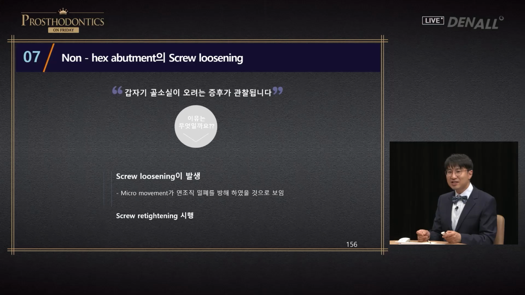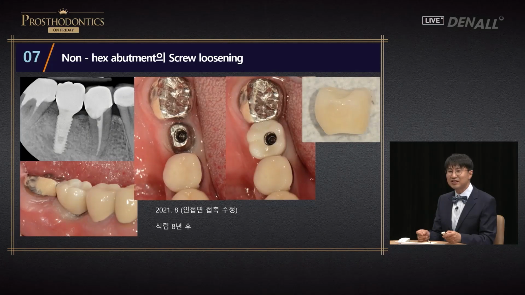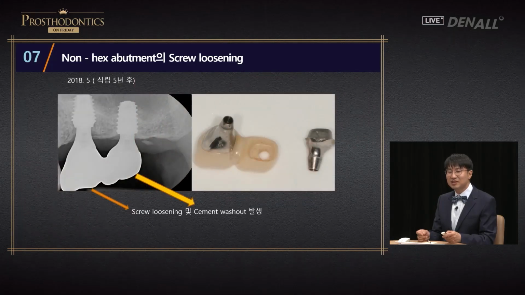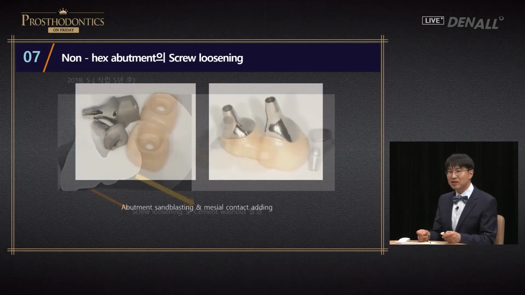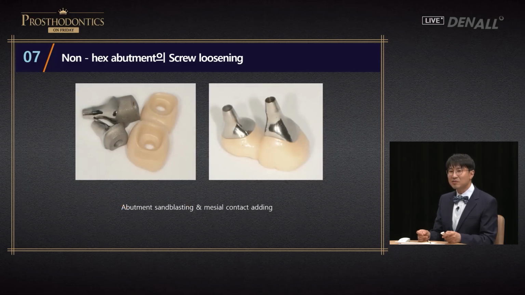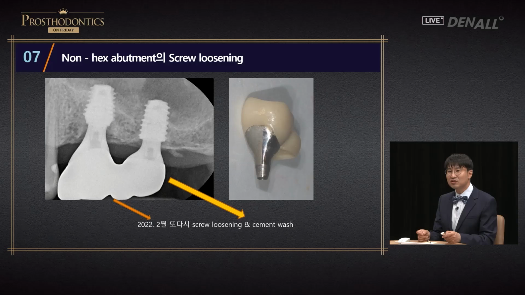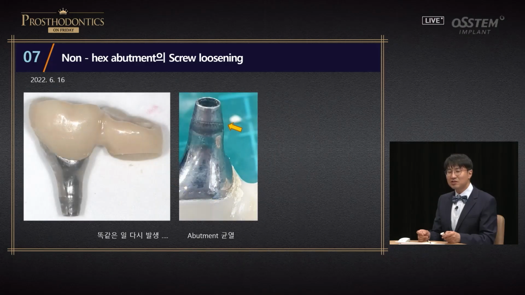In the case of non-hex abutment, this should answer your question, but I only experienced the screw loosening just once. Screw loosening and cement washout occurred 5 years after placing the implant. It was mobile, so I refabricated the prosthesis and attached it. I adjusted the contact, and 2 months later, there was screw loosening once again in February 2022. I did the same job once again. In June, the same thing occurred, and when I observed it closely, the abutment was fractured.